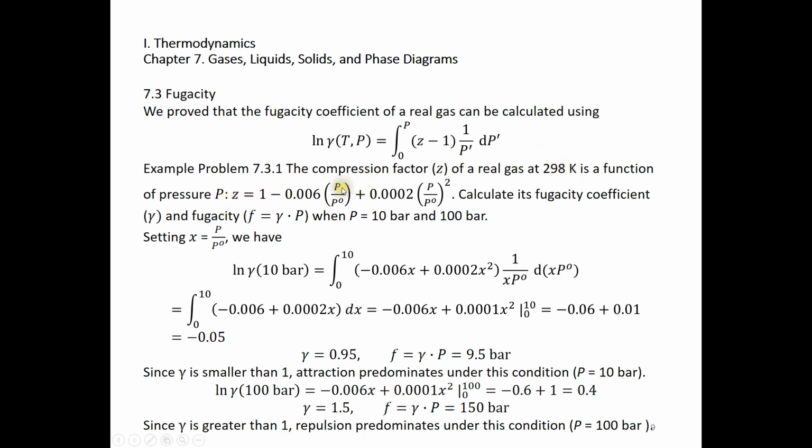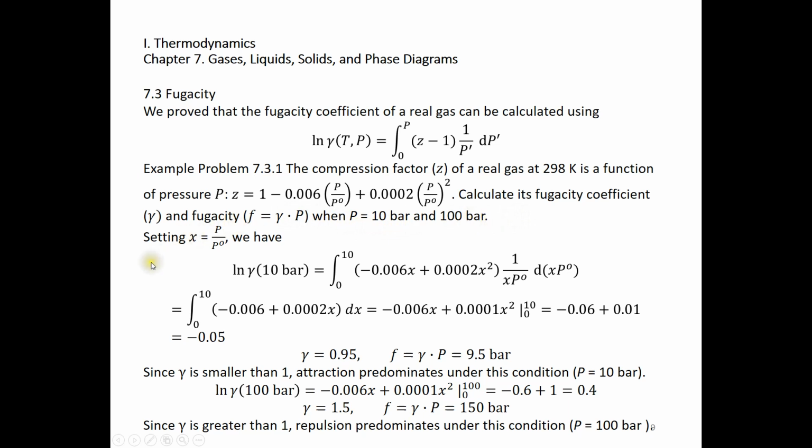Z often depends on the pressure, and you can tell when pressure is very large, usually the repulsion term starts to predominate and Z is greater than 1. But when pressure is small, usually attraction is predominant and Z is usually less than 1. Now let's look at this calculation. What we need to do is just plug in this expression of Z here and integrate everything. So now let's calculate the fugacity coefficient gamma and the fugacity when the pressure is 10 bars and 100 bars.